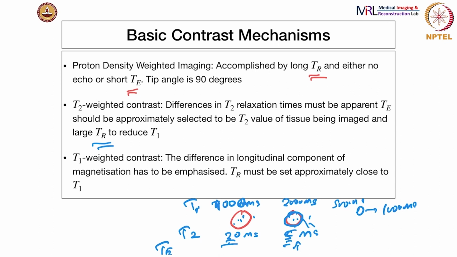But if you just want to get T2, then you measure at some time, for instance, that should be approximately selected to be the T2 of the tissue being imaged. So let's say you want T2. If you wait too long, all of them will go to 0, right? If you wait too long to measure, all of these will dephase.